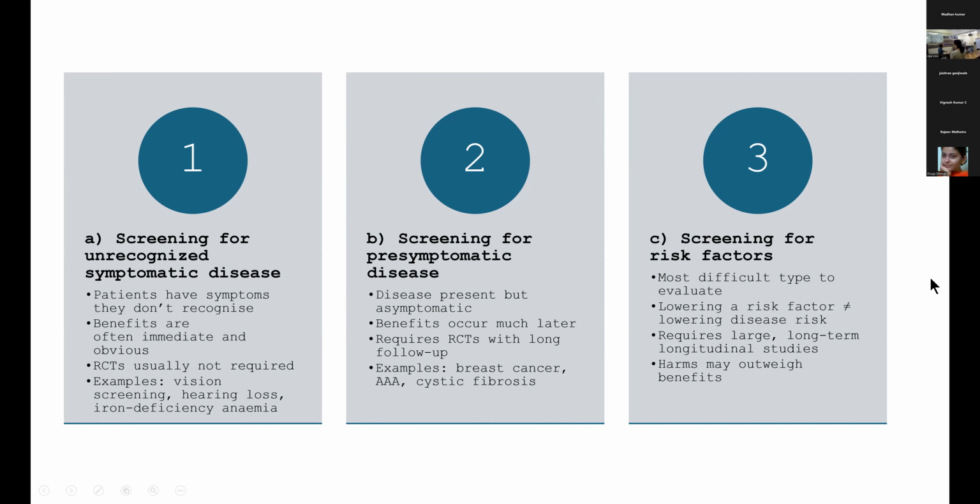The hardest thing is screening for risk factors, like saying that dyslipidemia causes coronary artery disease. You'd have to follow up for a much longer time. What is the cutoff of cholesterol, HDL, LDL that leads to disease? And modifying dyslipidemia, showing improvement of dyslipidemia itself, does not equate to an outcome. So that's a much harder screening and much more difficult to prove. It requires a large, long-term longitudinal study.